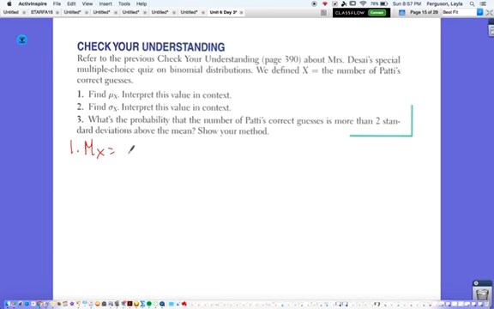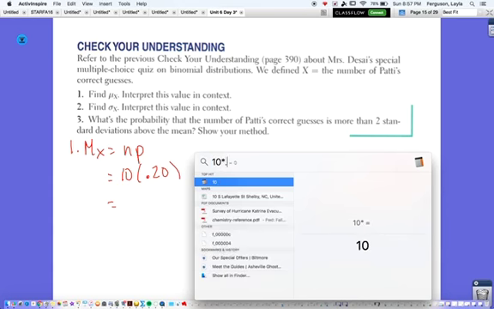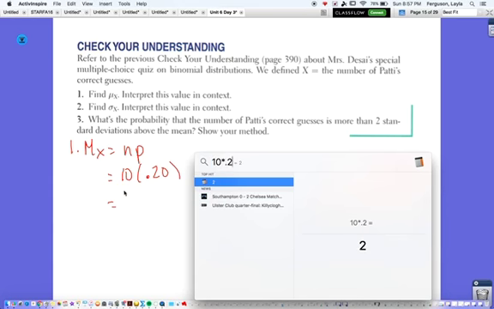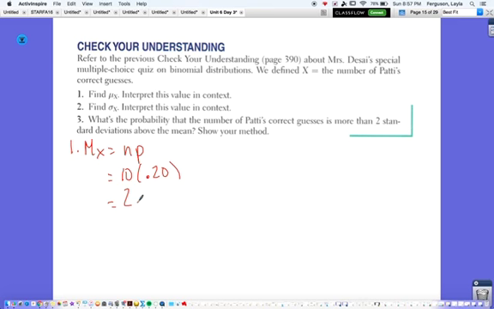If we're finding the mean of X for this one, we're going to use n times p. The n is the number of trials that we have, which in this case is 10 because it was a 10-question test. And then we said that the probability was 0.20. So we can find 10 times 0.20 by going to a calculator, and of course it gives us 2. That means the mean for Mrs. Desai's special multiple choice quiz on binomial distributions would be 2. So on average, we would expect the students to get 2 answers correct on this quiz.